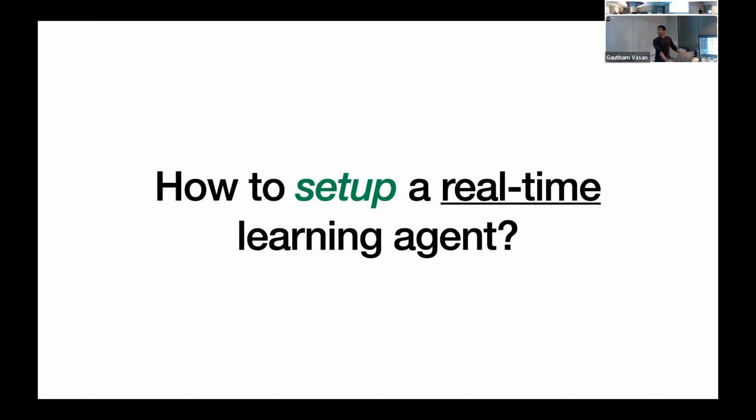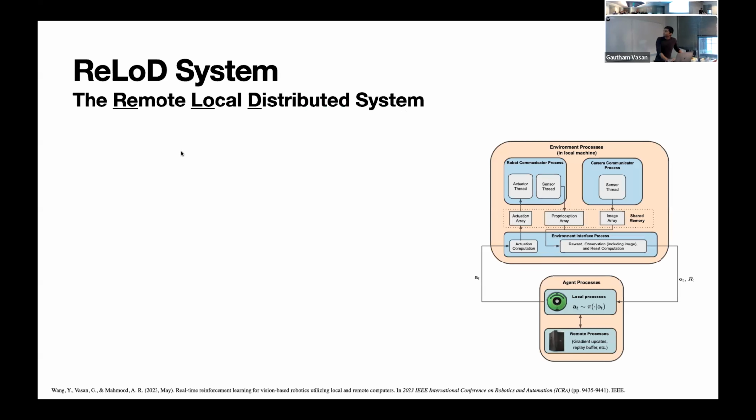So this leads to the next question, which is how to set up a real-time learning agent. So we proposed the ReLoD system. I think Jan's also here, who did a significant amount of work to get this done. So this is a way of distributing the different processes in an asynchronous manner. In this diagram, you'll see that there's a different process for just communicating to the robot to send commands and then receive proprioceptive information.